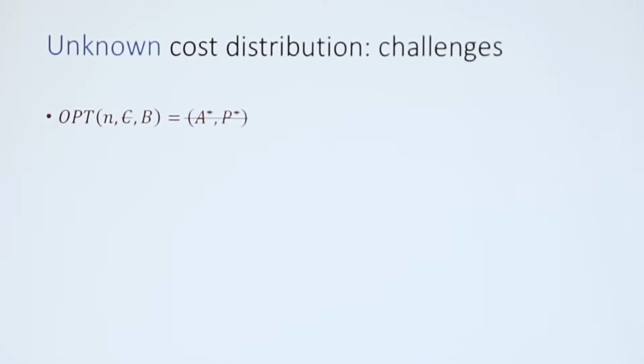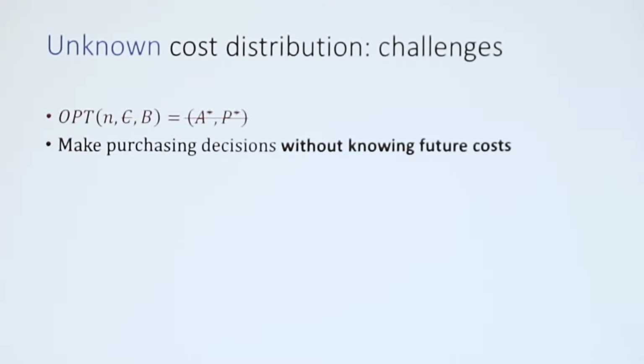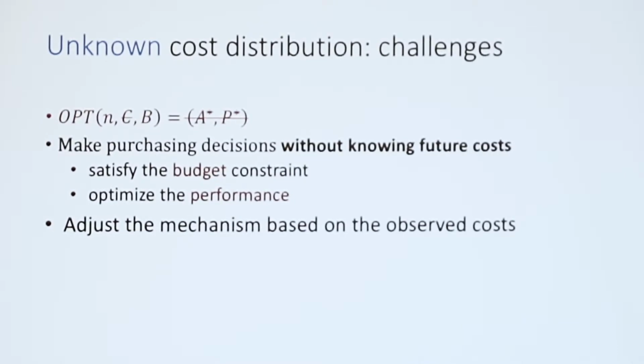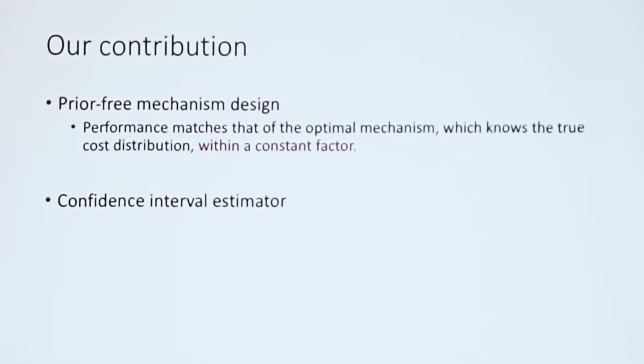So let's now move to our original problem when we don't have any prior information. So it's more challenging to design mechanism when we don't know the cost, because we don't know what is the optimal mechanism. But we still need to make the purchasing decision at each round without knowing the future cost. And we still want to satisfy the budget constraint and optimize the performance. So this necessarily requires us to adjust the mechanism based on the observed costs. So here's the contribution of our work. So we design a mechanism when we don't have any prior information.